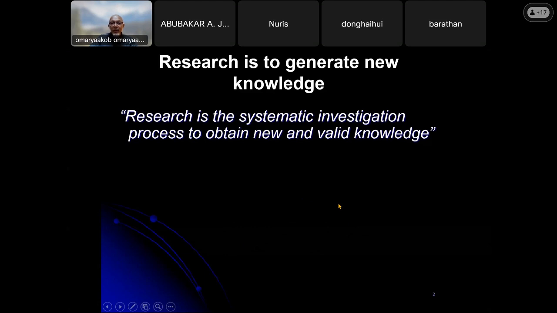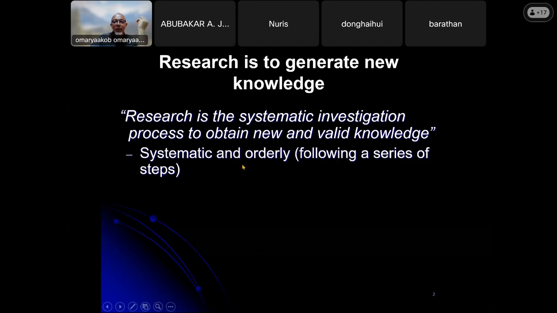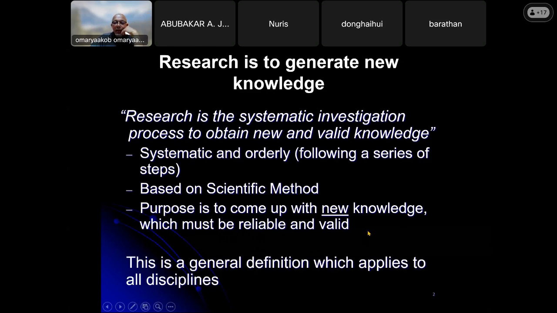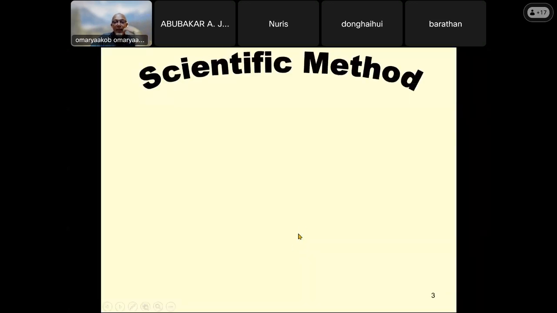Okay, the first thing is to remember that research is to generate new knowledge. This is what we have been talking about last week and since a few weeks ago, right? Research means generate new knowledge. If you do not generate new knowledge, you're not doing research. And it is systematic and orderly and based on scientific method. And the purpose finally is to come up with new knowledge, which must be reliable and valid. So this is something that we have been talking about, yeah? It must be reliable, must be valid. That's why all the evidence must be valid.